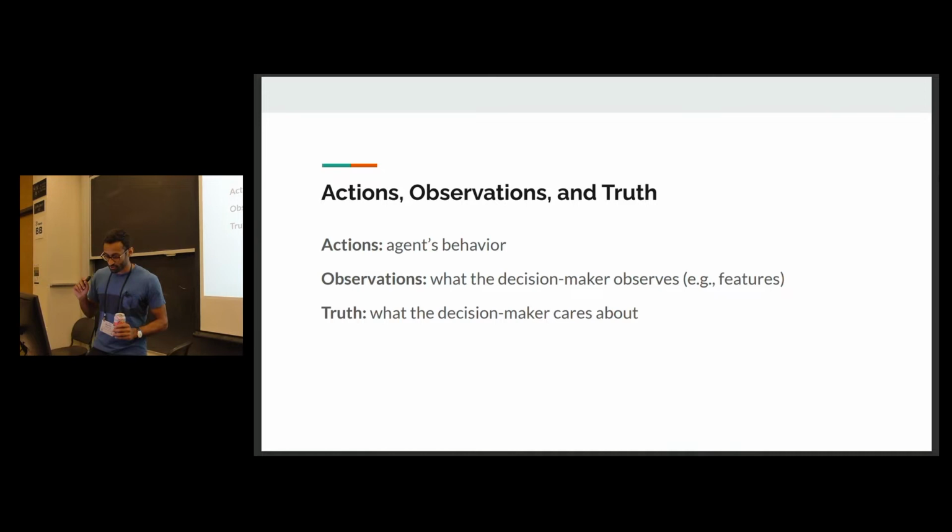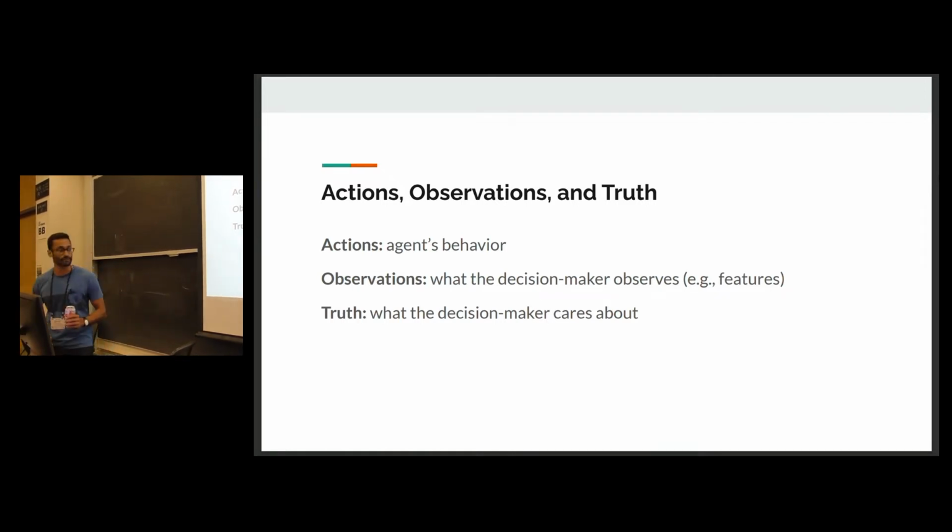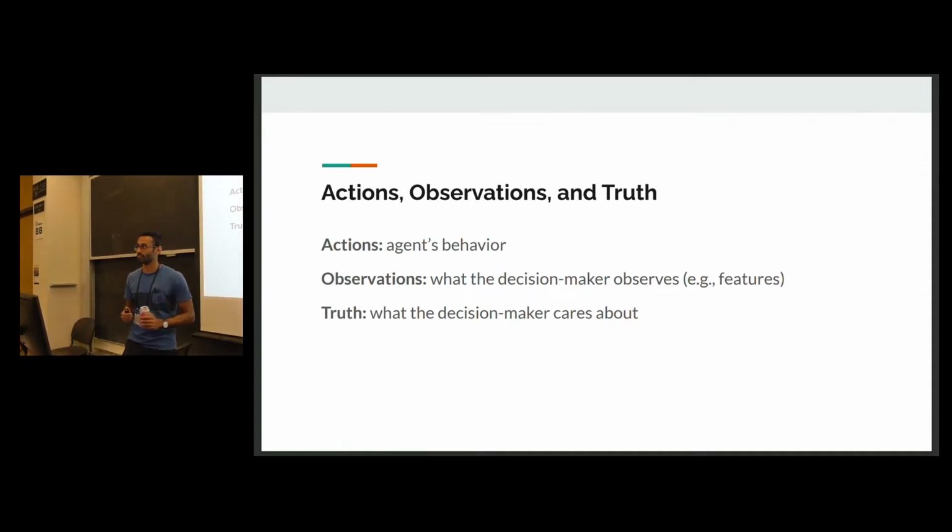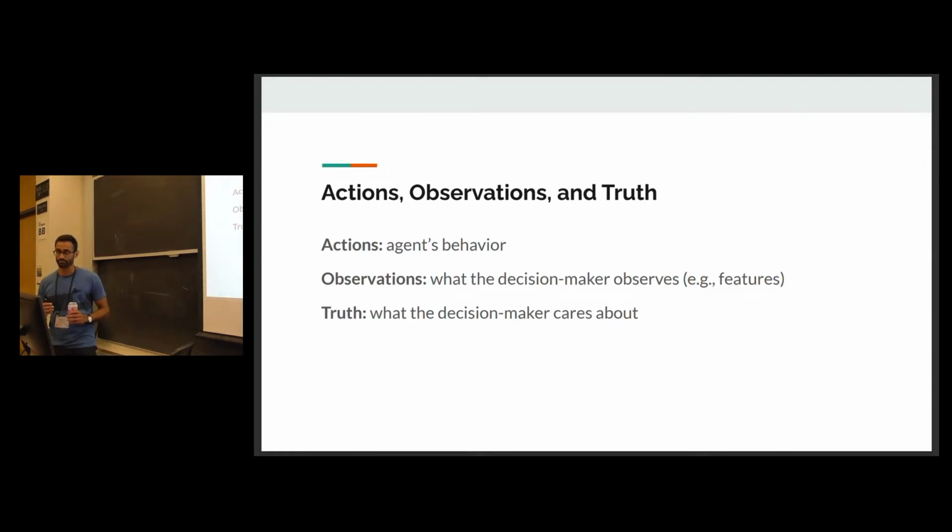And I think to do this, there are a few underlying concepts that are useful to clarify here. In both of these cases, we have actions. Agents are going to behave in certain ways. We also have observations. So there's a decision maker, a principal, whatever we want to call them. They get to observe some things about what the agent does, what the agent produces, and so on.